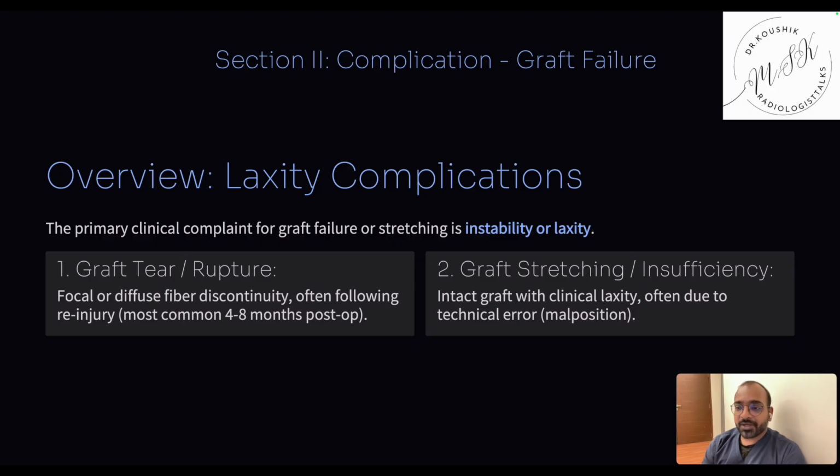Then what are all the complications we should expect in a graft? Usually graft complications, like laxity, can be a graft tear or rupture. Most commonly, graft tear happens between 4 to 8 months post surgery. Then we have graft stretching or insufficiency. There is an intact graft on MRI, but clinically there is laxity because of malposition of the tibial tunnel or femoral tunnel.